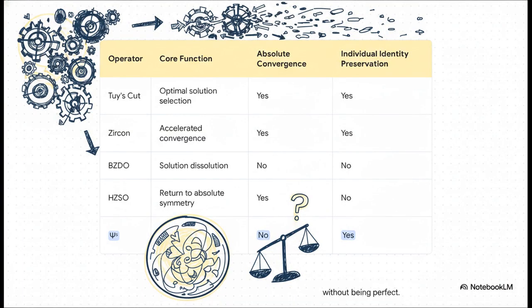So if you look at how psi stacks up against other mathematical operators, you can really see just how unique it is. You've got some operators that demand perfect convergence, right? That old, impossible standard. Then you have others that can actually dissolve a system's identity, just wipe it out. But psi, it's the only one that does something really special. It preserves a system's individual identity without forcing it to be perfect. In a way, it lets a system just be itself, imperfections and all.